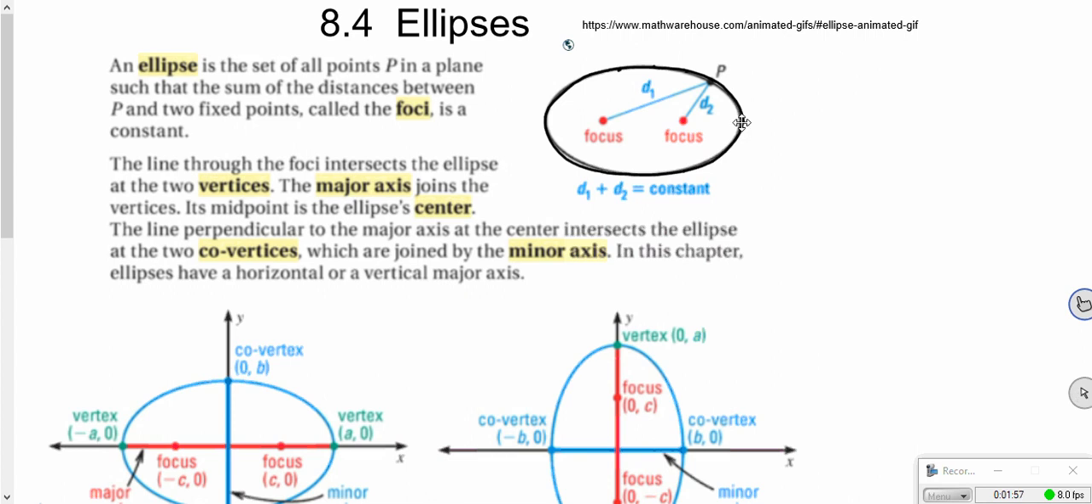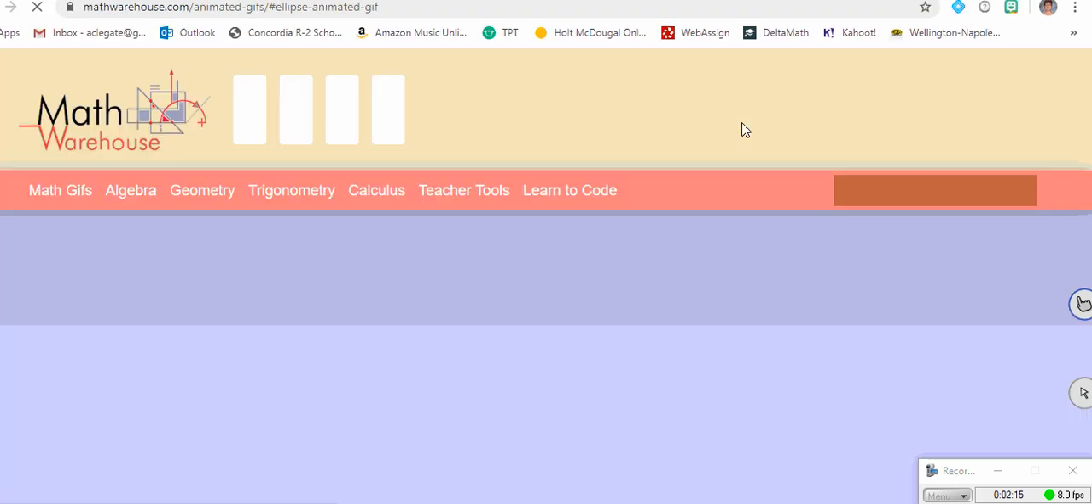Okay, now I am going to show you a GIF. Or GIF, depending on how you pronounce it. My son assures me it's GIF. So I'm going to show you a GIF that is a little animation on how we get ellipses, why they have the shape they do. Let me see if this works for us. Here we go.